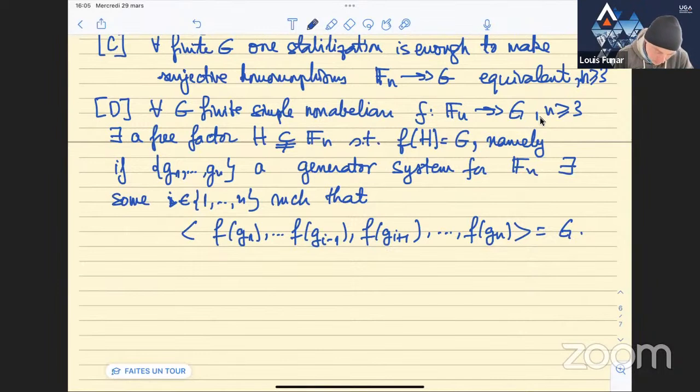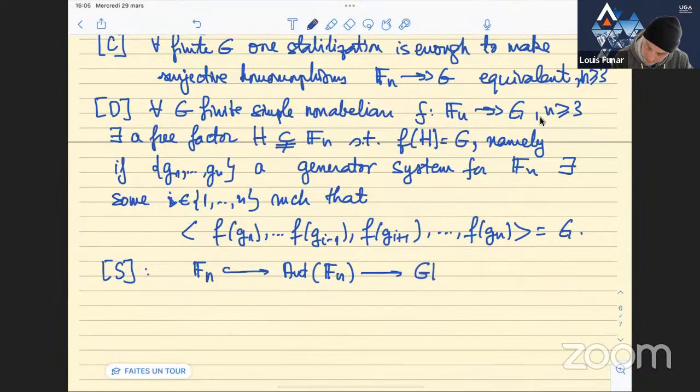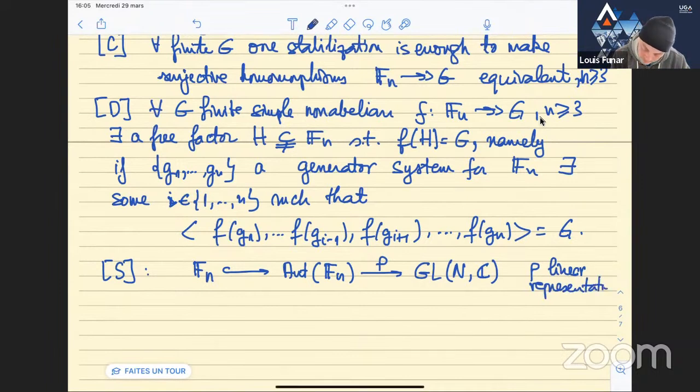Another conjecture quite related to that is the so-called conjecture S, saying that if Fn, take a representation which factors to the automorphism group of Fn, and it goes down to just a finite dimensional representation over C, this is rho, just a linear representation, then the image of Fn is always virtually solvable.